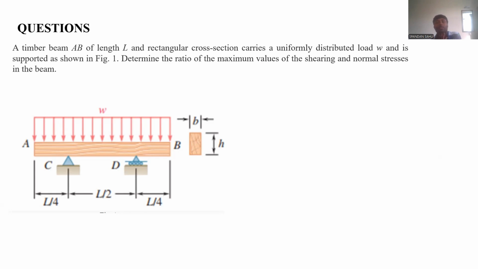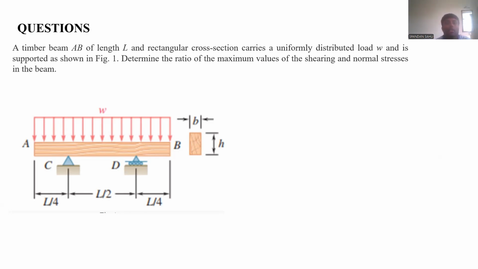In this question also, before finding out the objective, one hint I want to give is that you have to draw the SFD and BMD for the given beam in order to proceed to the final objective of what they are asking in this question. That is the maximum value of shearing and normal stresses in the beam. So let us read the question.